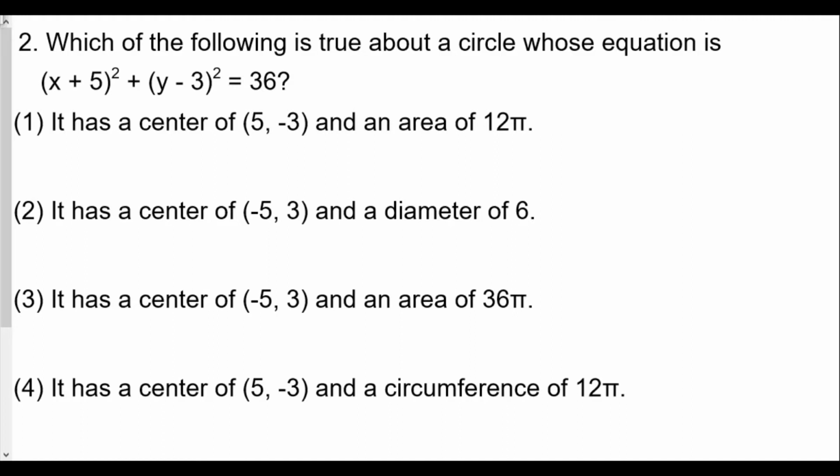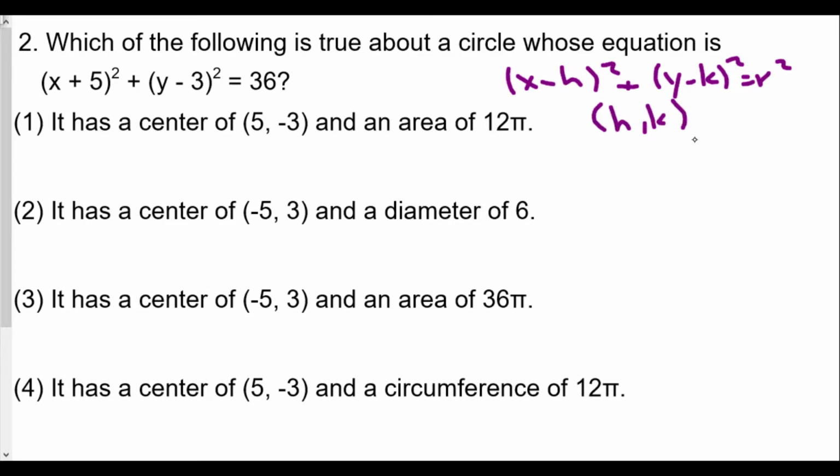So for number 2, which of the following is true about a circle whose equation is (x + 5)² + (y − 3)² = 36? Well, we said before that the equation of a circle is written as (x − h)² + (y − k)² = r². In this case, our center is (h, k), and our radius is r.